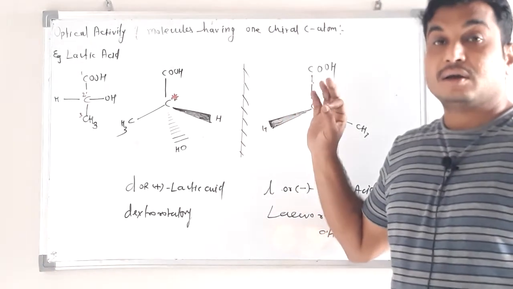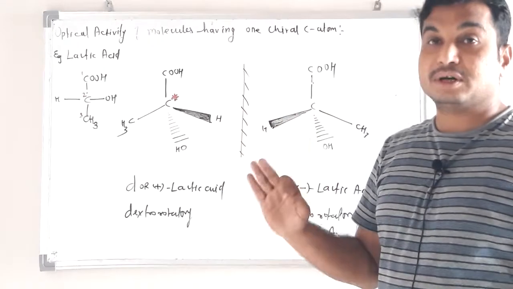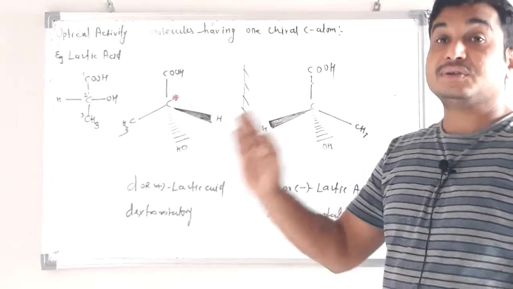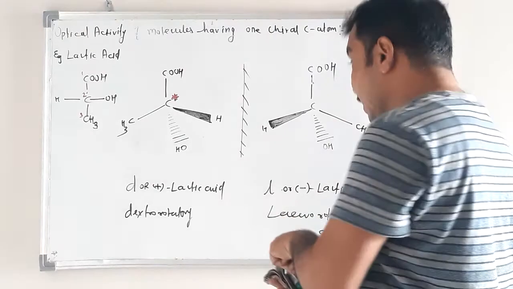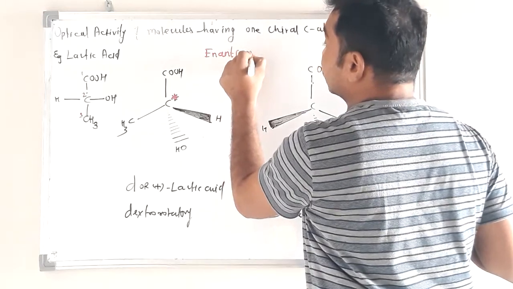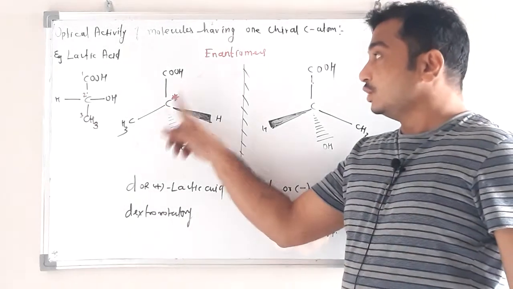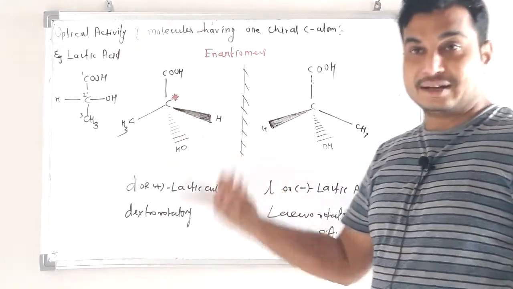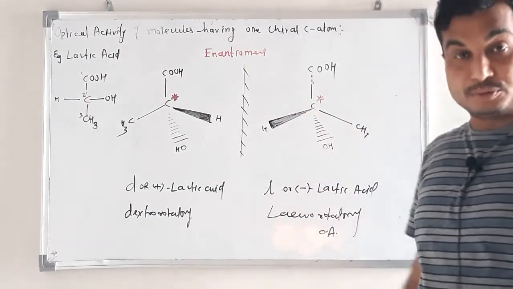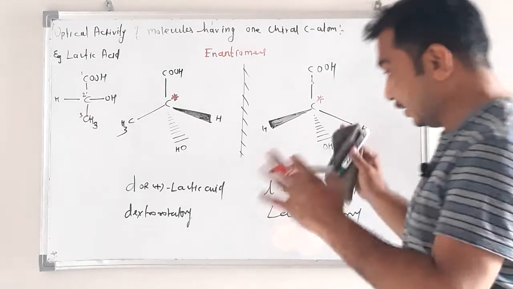So what is the relation between these 2 isomers? They are stereoisomers. They are non-superimposable mirror images of each other. Therefore, they are enantiomers of each other. And where enantiomerism is there, the carbon is a chiral carbon atom. This chiral center has no plane of symmetry, no axis of symmetry, no center of symmetry, so it is optically active.